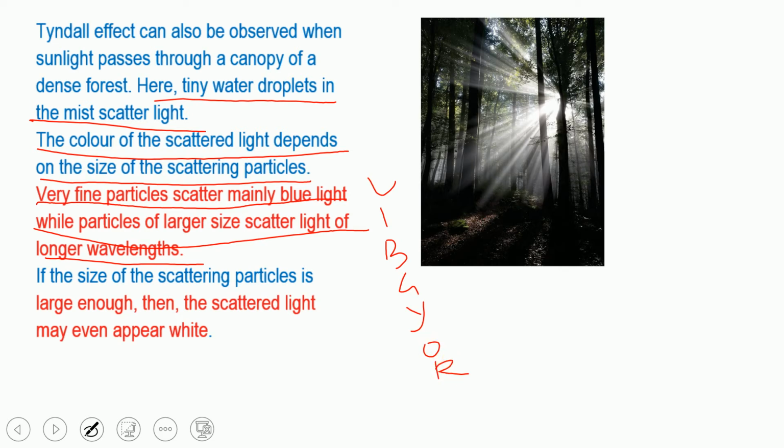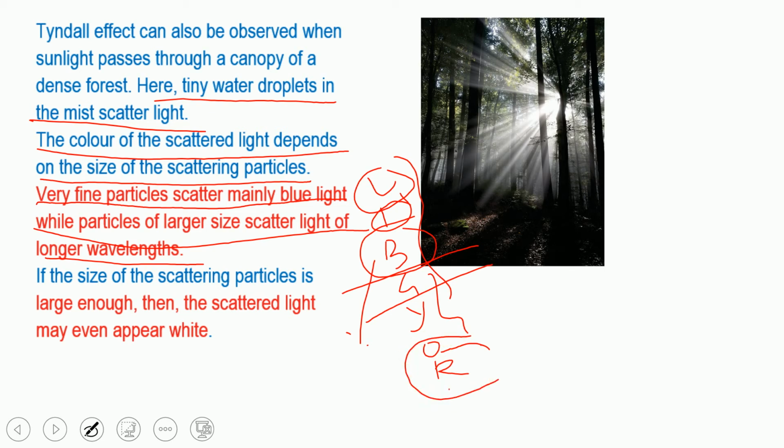Okay, VIBGYOR. Here you know these are the lower wavelengths, up to here we can say it is of the lower wavelength, and here these are of the higher wavelength, correct? So the fine particles scatter the smaller wavelength, very fine, but blue light. Smaller wavelength means blue, indigo, violet, etc. Among that, which is the prominent? Blue is the prominent, so blue is scattered. Understand? But large size particles can scatter the yellow, orange and red, etc.